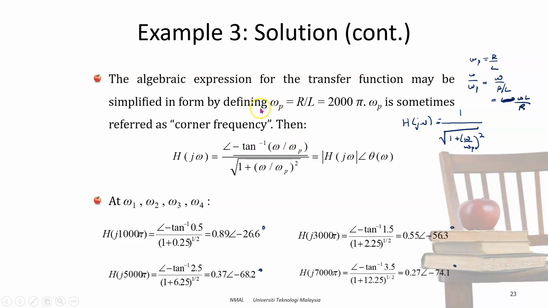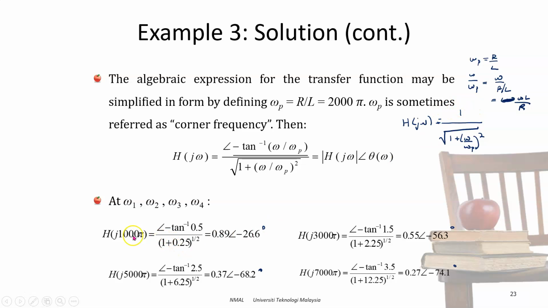If you do not want to define this omega p, then it's fine. You can just calculate the arctangent of omega divided by r over L, and make sure that when you want to find the arctangent, the numerator is actually 1.